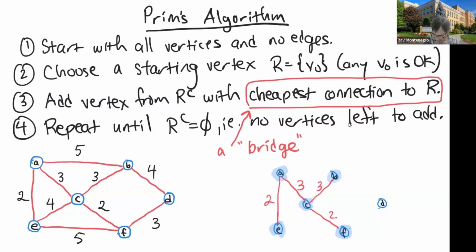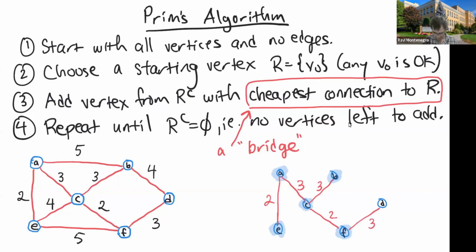Now I grow my R community. There's only one place left to go. I could go down at the top, a 4, or the lower right, a 3. What's the cheapest cost? The 3. So I connect that.